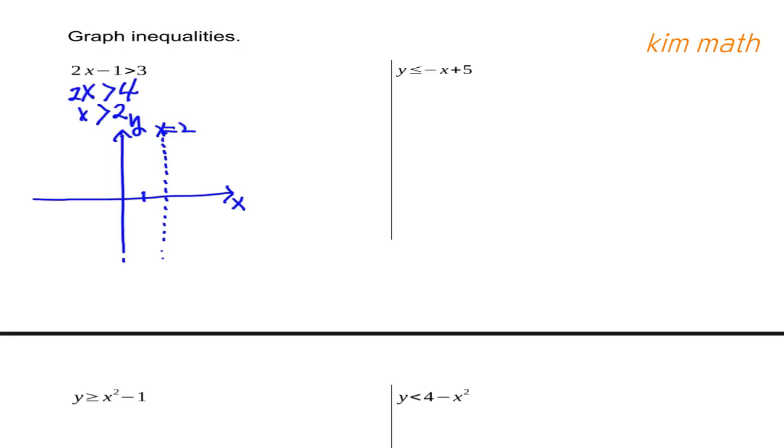So I will choose one point. When you choose a point, please choose a very simple number. I will choose (0, 0), very simple two numbers, right? And check this number with our original inequality. So 2 times 0 minus 1 is greater than 3. We know that this is false, right? So we must shade the other side. So this is our answer.